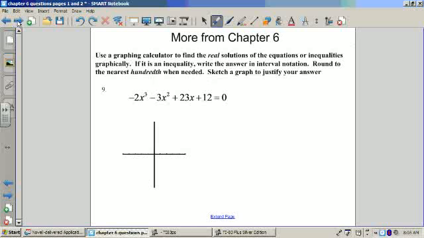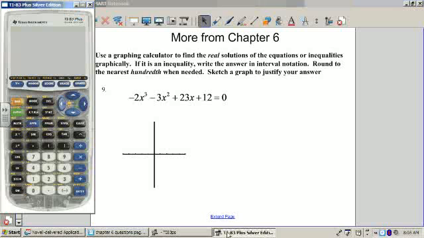Now it asks me to use a graphing calculator to find the real solutions. Okay? So here we go. I'm going to try to show you the real solutions, and then I want you to put on a sketch so we can see that you actually did know how to graph this. So I bring out my graphing calculator.